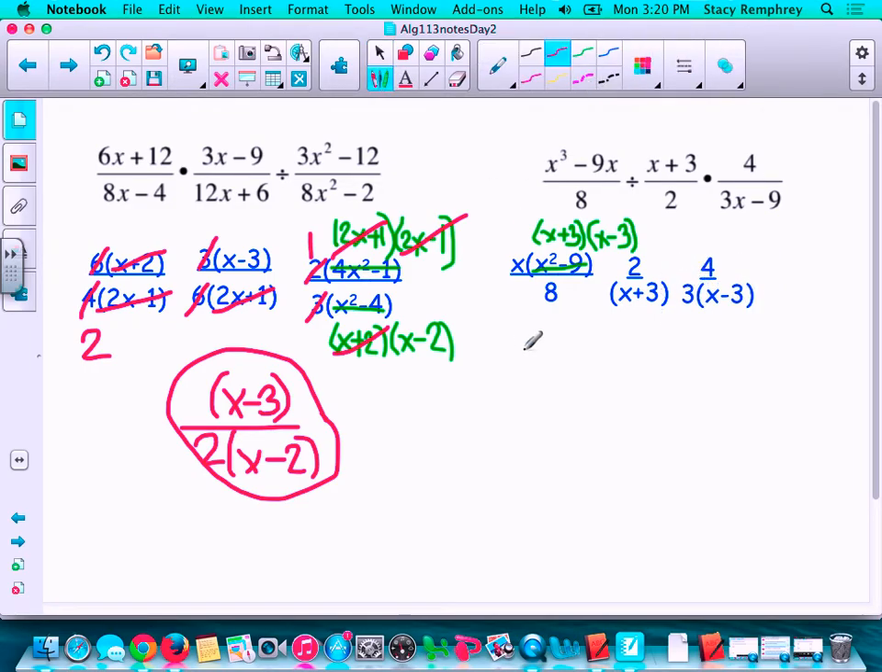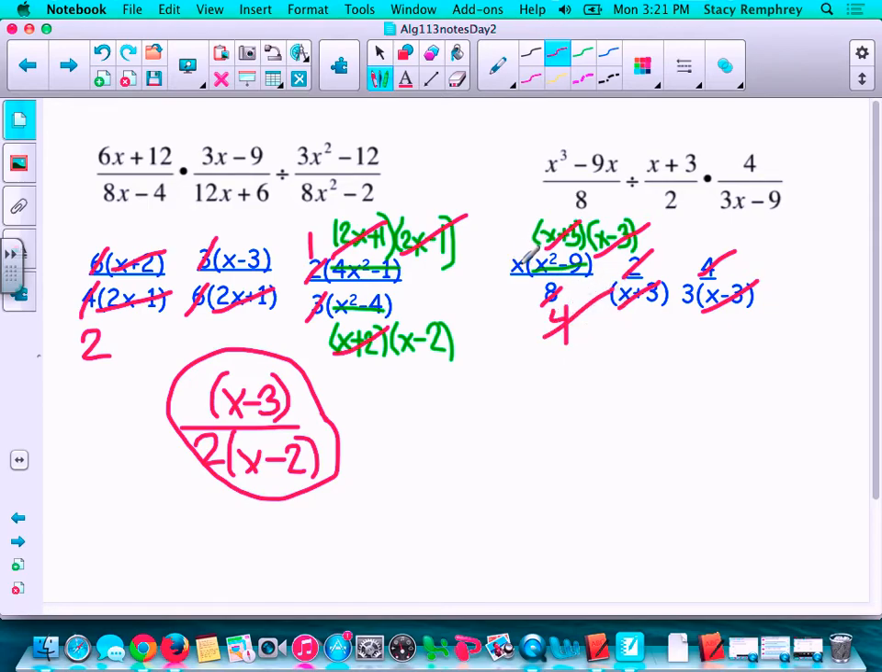Okay, and now I'm going to look to cancel again. Again, this was just factoring out the GCF. So I have an x. No, I don't see anything with an x. I have an x plus 3 and another x plus 3. I have a 2. Okay, I'm going to take that 2 and cancel it with the 8. I'll divide both by 2. That leaves me with a 4. x minus 3, x minus 3. I have a 4 here and a 4 here.